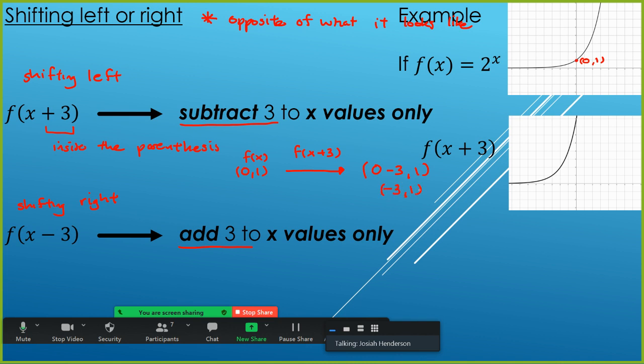And let's check to see if that exists on the new graph. Negative 3, 1. So that's left 1, 2, 3, up 1. That's right here. So this point is my original transferred over 3 units. 1, 2, 3.